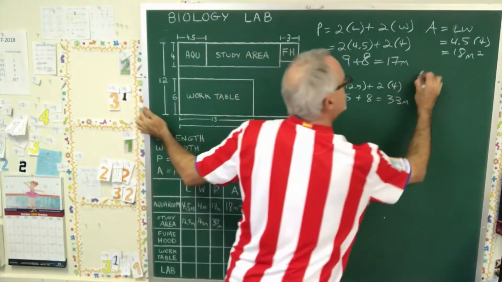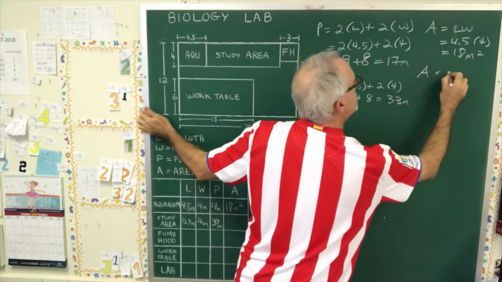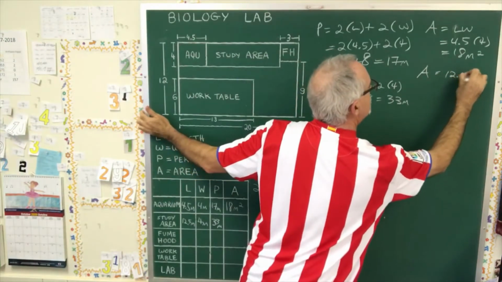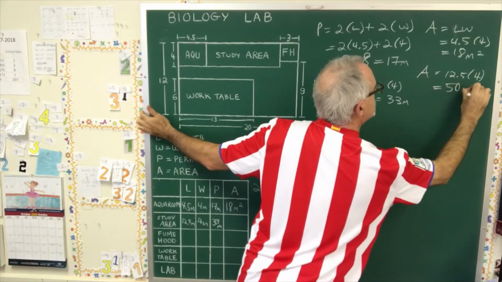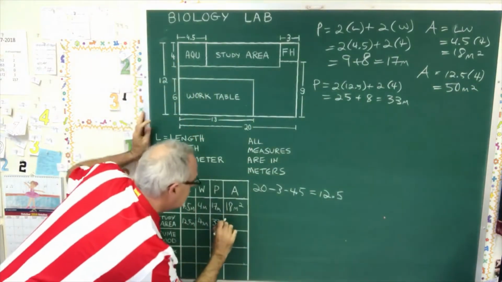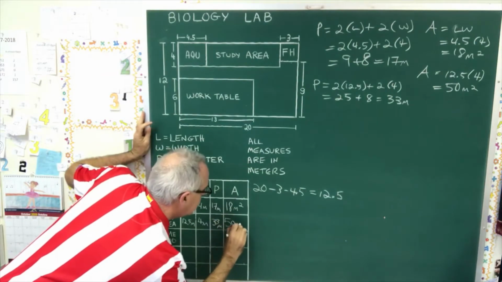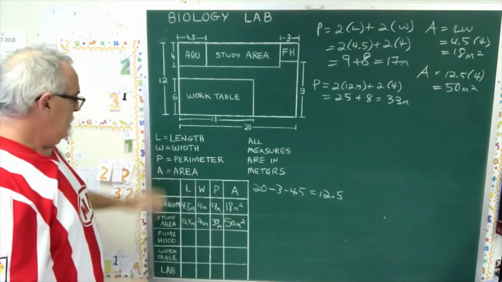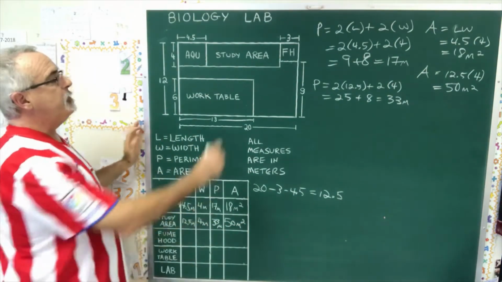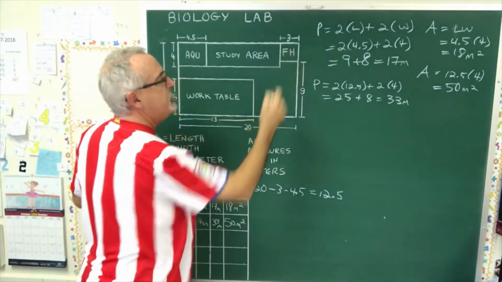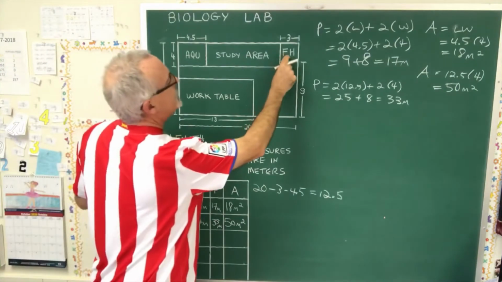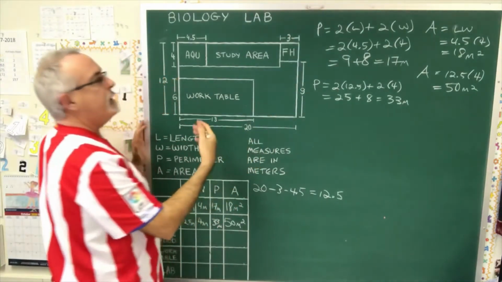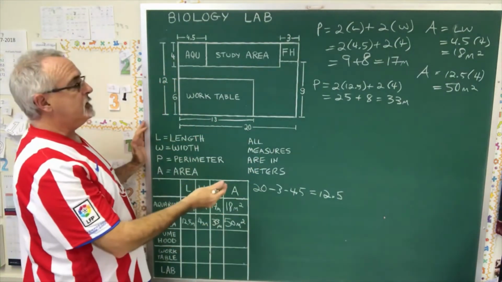Area, again, it's a rectangle. It's going to be 12.5 times 4, which is 50 meters squared. Fume hood. Fume hood is designated with FH here in the plan because it was small, it was hard to fit the words. We can see that the length is 3, but again, we're not given the width. We have to use the subtraction.